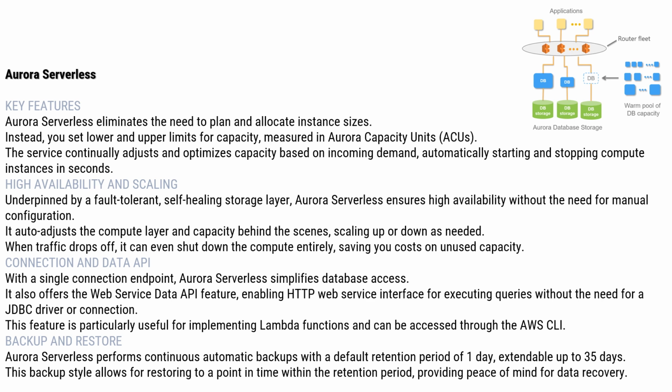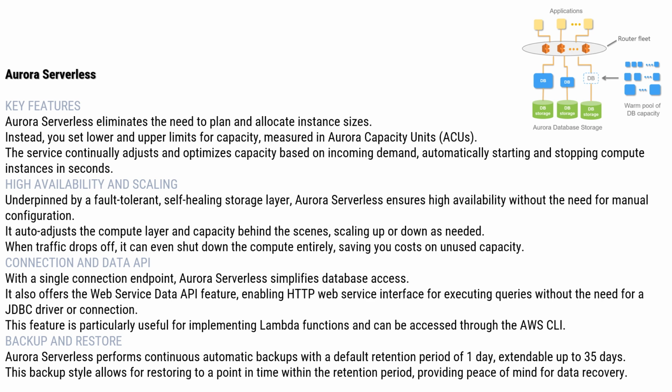So, introducing Aurora Serverless, the elastic auto-scaling database solution that adapts to your application's demands and saves you money by only billing when in use. Aurora Serverless eliminates the need to plan and allocate instance sizes. Instead, you set lower and upper limits of capacity measured in Aurora capacity units. The service continuously adjusts and optimizes capacity based on incoming demand, automatically starting and stopping compute instances in seconds.